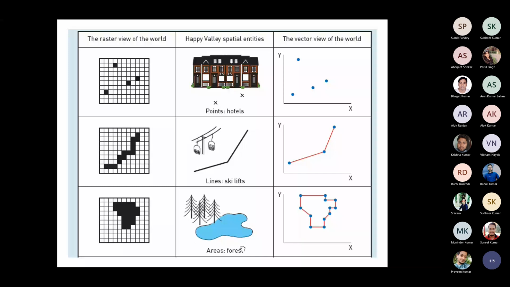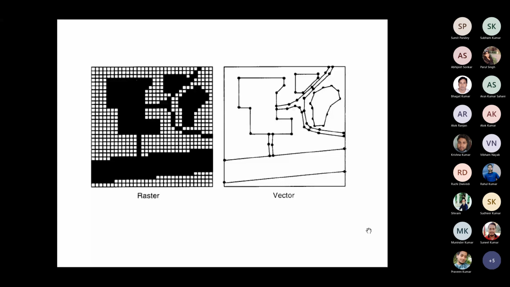The third example is of a forest. This one is the polygon or area. In case of raster, this is how this polygon will be represented, and this is how it will be represented in vector. Before continuing with this raster and vector detail, we will see some more examples. This one is another example of raster representation and the equivalent vector representation. On the left-hand side, you can see that this one is the raster data. The same region is represented in vector form like this.